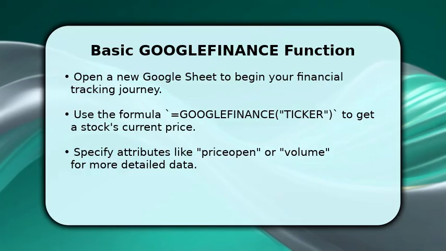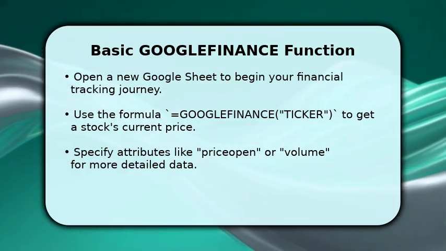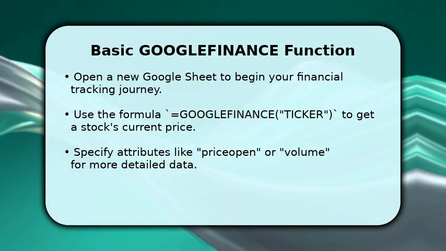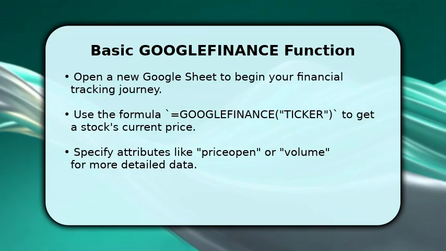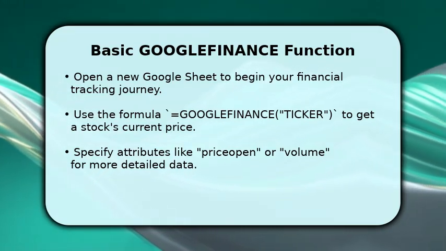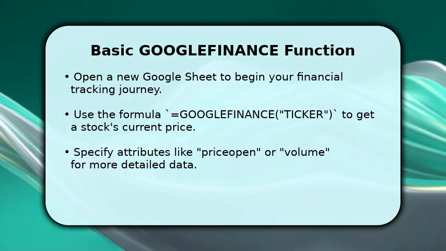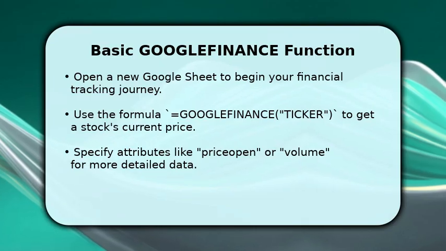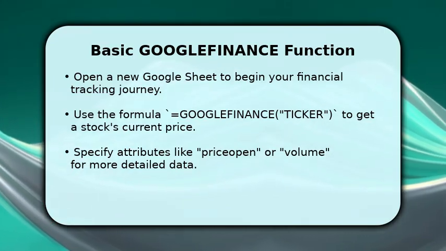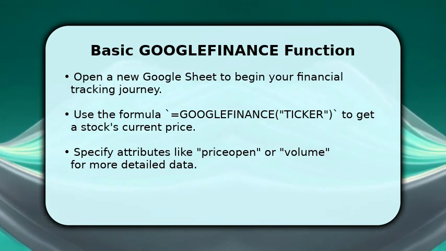To begin, simply open a new Google Sheet. The core of this process is the GOOGLEFINANCE function. For instance, to find the current price of a stock, you would type =GOOGLEFINANCE("GOOG") into a cell. You can also specify various attributes to retrieve more detailed information, such as =GOOGLEFINANCE("GOOG", "priceopen") for the opening price, or =GOOGLEFINANCE("GOOG", "volume") for the trading volume. Remember to use quotation marks around your ticker symbol and attribute.